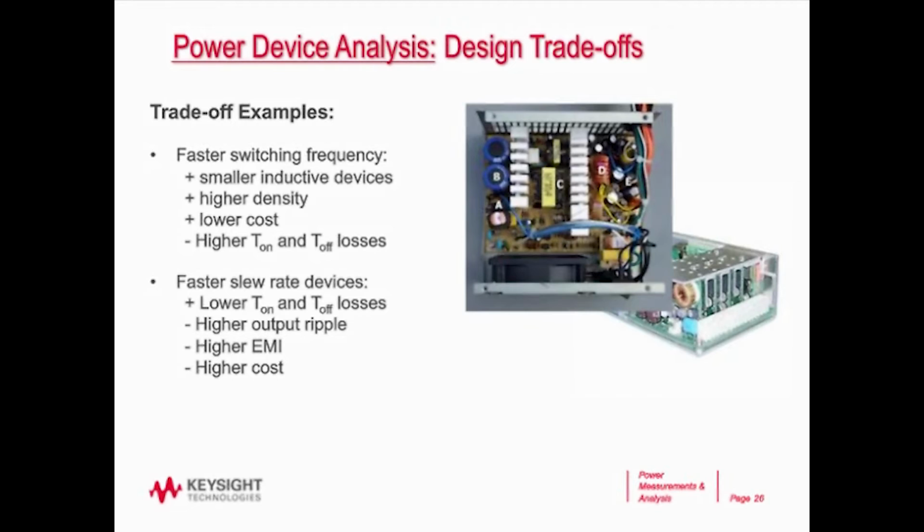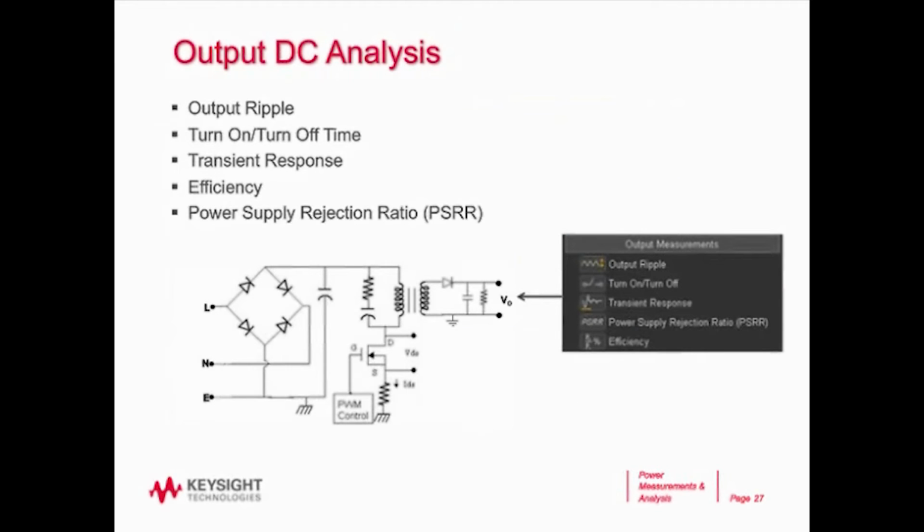Now, to resolve that, you could have faster slew rate devices. That's going to lower the turn-on, turn-off losses, because now that delta time when it's ramping up and ramping down is much smaller. But the big trade-off is higher output ripple, higher EMI, and of course higher cost with a faster switching device. And that makes some of the output analysis, which we're going to talk about more next, more important. So on output analysis, we're going to look at, real quickly, 5 different measurements: output ripple, turn on, turn off time, transient response, efficiency, and the last one here, power supply rejection ratio.